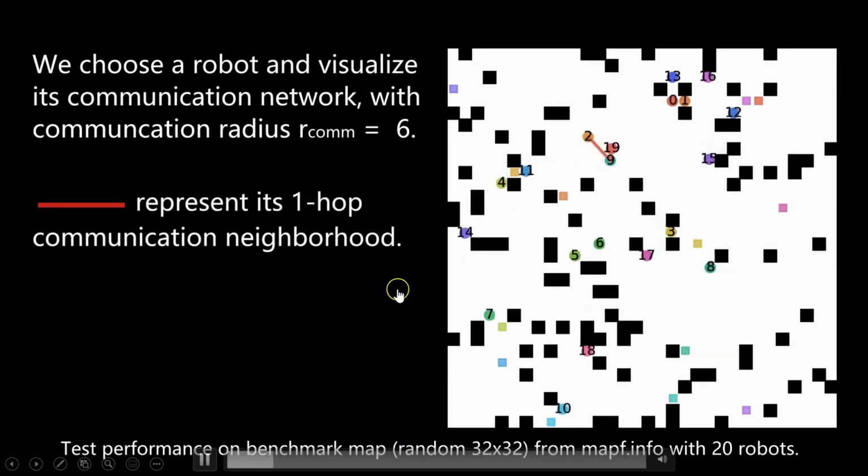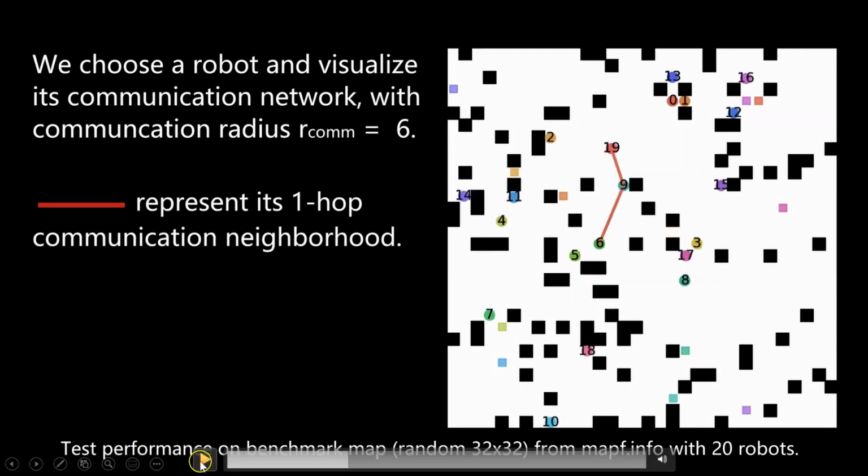Let us have a look at how the communication channel is built during path planning. Let's take the robot knight as an example, and the communication radius is 6. This means if the distance between the robot knight and another robot is less than 6 grid cells, we can build a communication link in between. These robots are the one-hop neighboring robots for robot knight, and the communication link is represented as a red line.